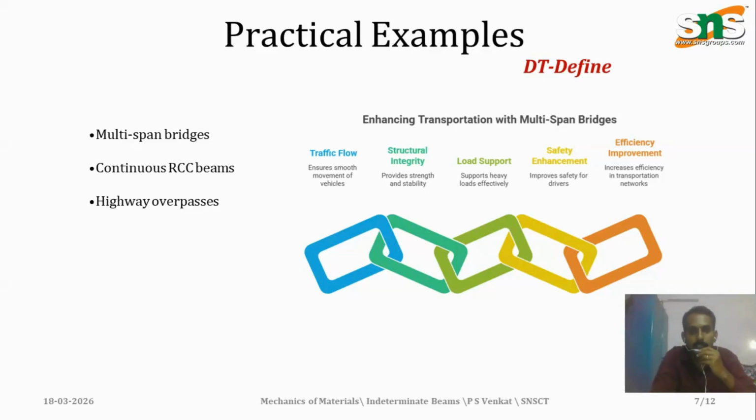Now let's look at the real-life applications of this theorem. It is used in multiple-span bridges in which the loads are distributed across multiple supports, and also in continuous reinforced cement concrete beams, which are used in building frames, and also in highway overpasses, which require stability and load sharing. Why this theorem here? Because these structures are continuous, have multiple supports and are indeterminate. So the theorem becomes a powerful tool for engineers in solving real-world complex problems.